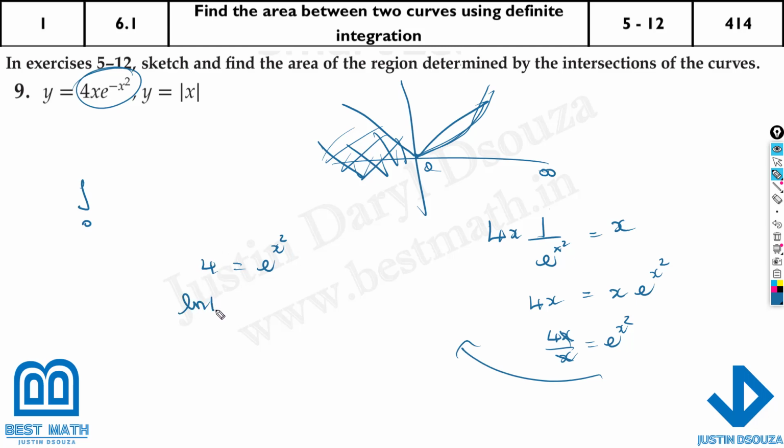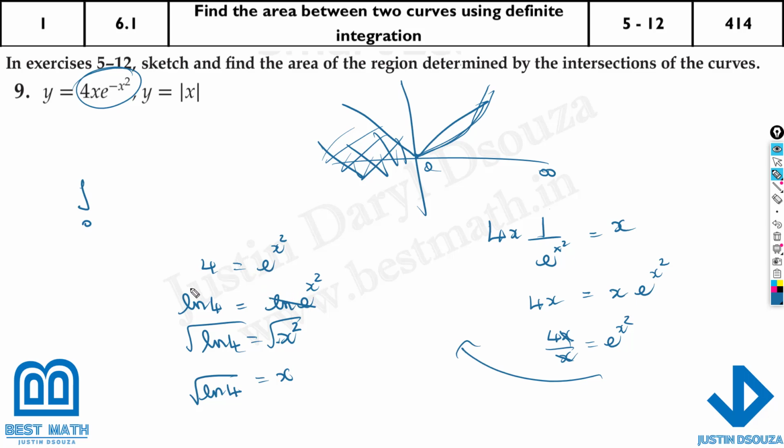I'm going to do this step now. ln 4 is equal to, over here also, natural logarithm e to the power x squared. Now, this cancels off. That is equal to x squared. And you have ln 4. Now, take the square root on both the sides. So, the intersecting point of x is square root ln 4. That's natural logarithm 4.